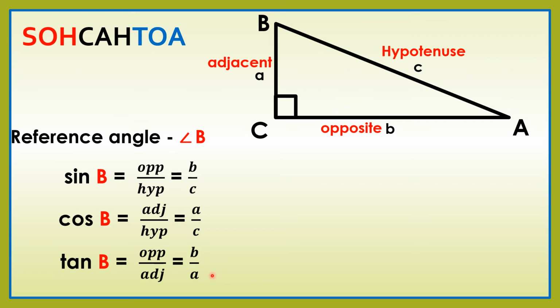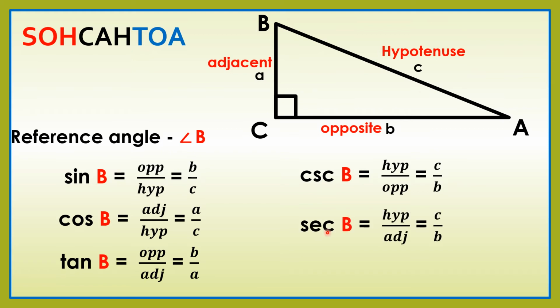This time, yung reciprocal naman ng tatlong basic trigonometric ratios. Yung sine, that is cosecant B, is equal to hypotenuse over opposite, and that is equal to C over B. Next is reciprocal ng cosine B, that is secant B, is equal to hypotenuse over adjacent, and that is equal to C over A. And the last one, yung opposite ng tangent B, that is cotangent B, is equal to adjacent over opposite, and that is equal to A over B.